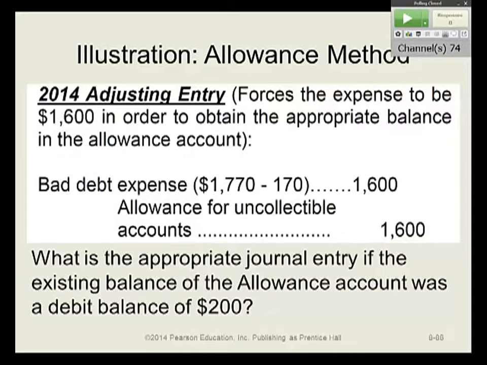So again, if you look at it from the standpoint of what we've been thinking about throughout, you've got this allowance, you've got a $170 balance, the target is $1,770, and therefore your adjustment is $1,600. So you have your target balance of $1,770 based on the aging. $170 is already in there, so the adjustment is going to be $1,600.